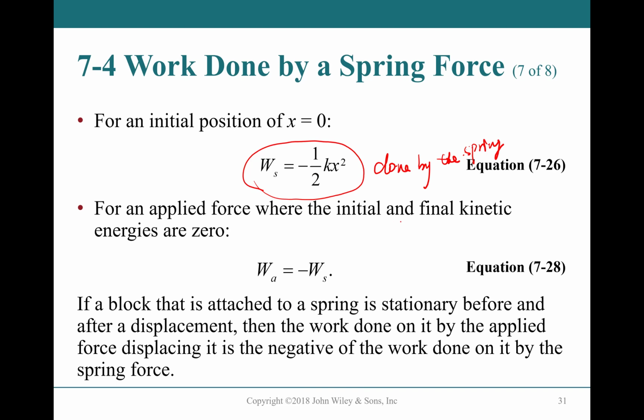For an applied force where the initial and final kinetic energy are 0, Wa will be equal to negative Ws. One is the work done by the spring, the other is the work by the force applied on the spring. The change of kinetic energy equals 0, which equals the work by the applied force plus the work by the spring. So the applied force work equals the negative of the spring work. If a block attached to a spring is stationary before and after displacement, then the work done on it by the applied force displacing it is the negative of the work done on it by the spring force.